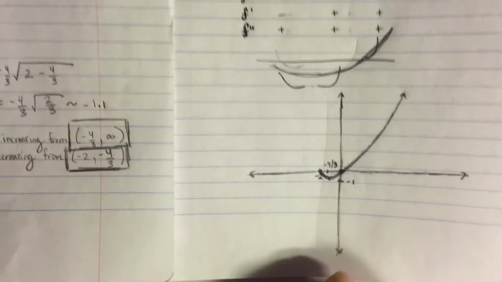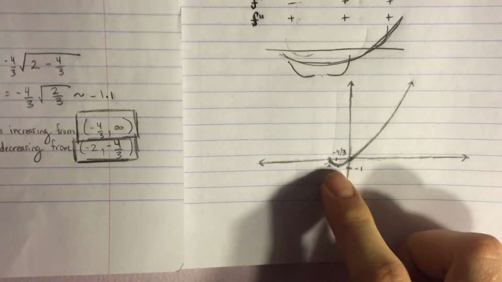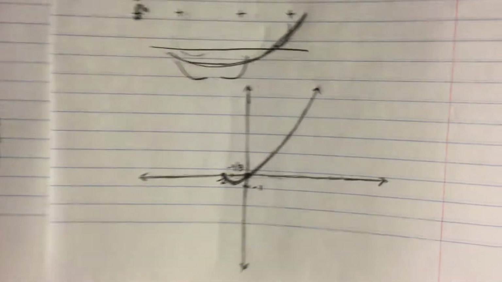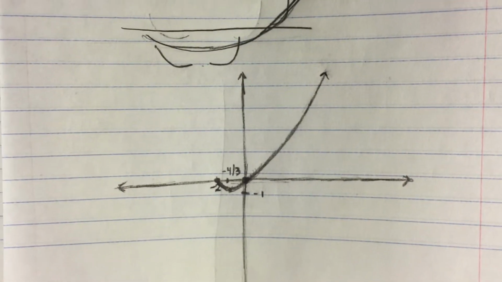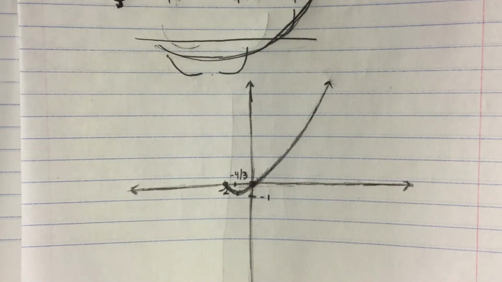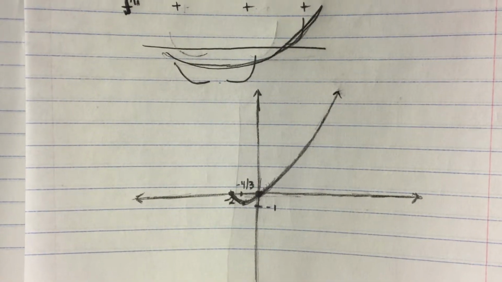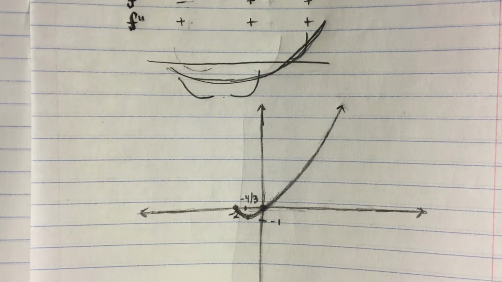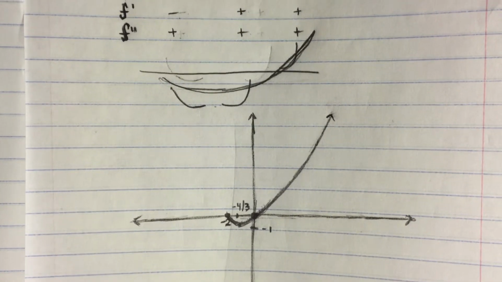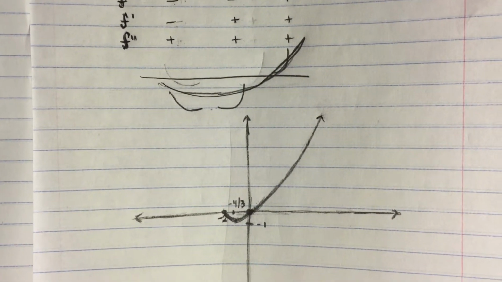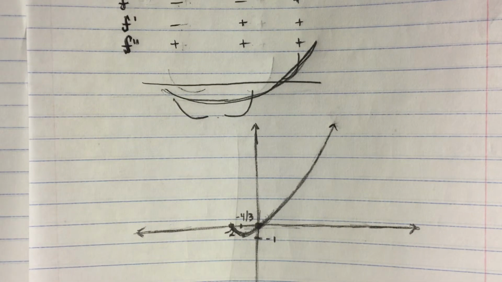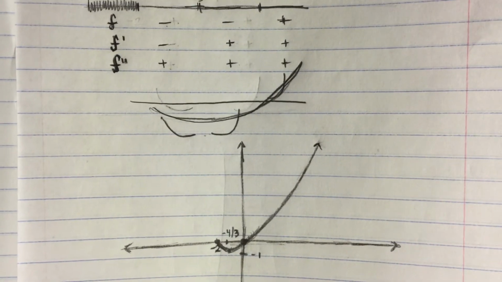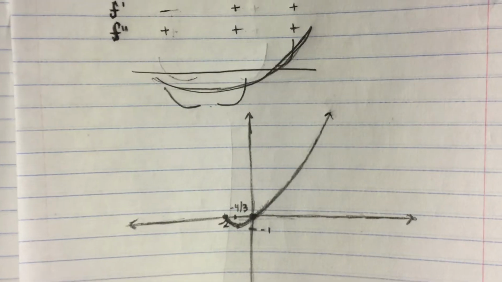And here's our sketch of the graph right here. I put the important points down first, which were our intercepts, negative 2, 0 and 0, 0, and negative 4/3 and approximately negative 1.1, which was also our local minimum. So it started at negative 2, went to the local minimum, and then back up as our directions kind of guided us there. And that's it.